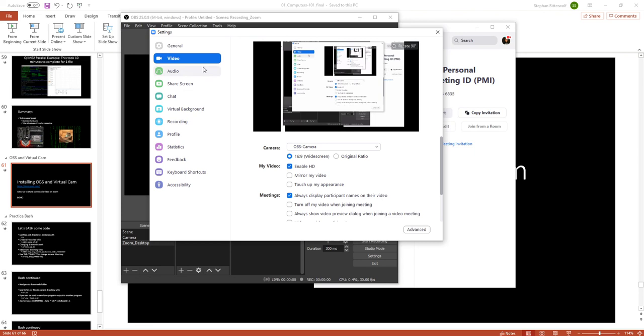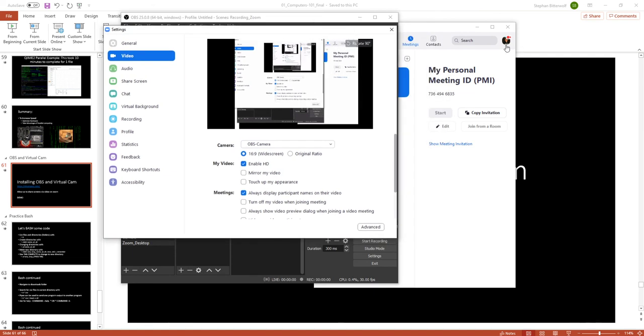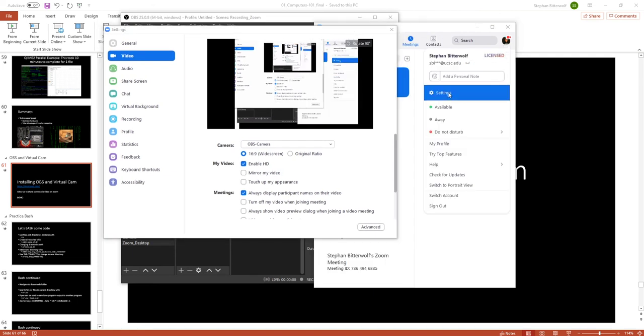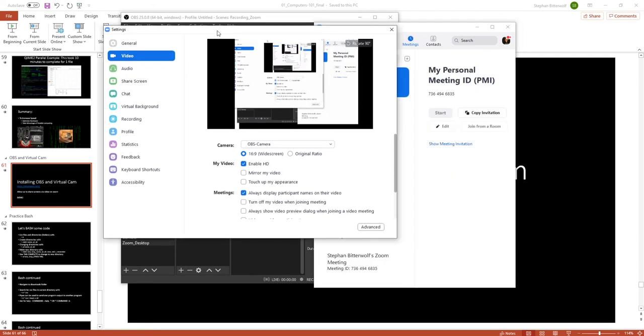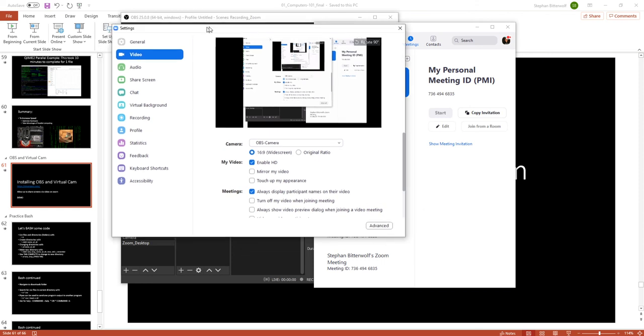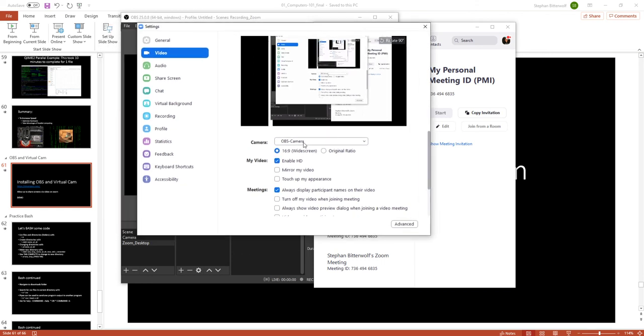So in Zoom, you're going to need to go to Settings. In Settings, click on the Video tab. Once you've got that and your Video tab open, you might actually need to restart Zoom for all I know, but you'll be able to choose the camera. So there'll be an option here where it says Webcam, or in my case, it only shows OBS camera because that's the only one that I have.